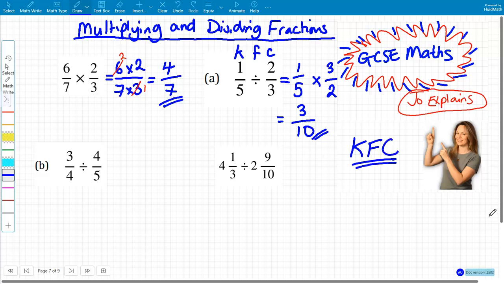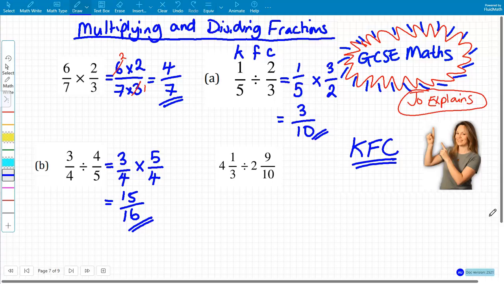So 3/4 divided by 4/5. Remember what we do. We keep the first fraction exactly the same. We change the sign and we flip the second fraction upside down. So now we've got this. We're going to say 3 times 5. First of all, can I simplify diagonally first like I did here? If I can, I'll do it. But I can't here. So 3 times 5 is 15. And 4 fours are 16. So there's no simplification. That's the answer.